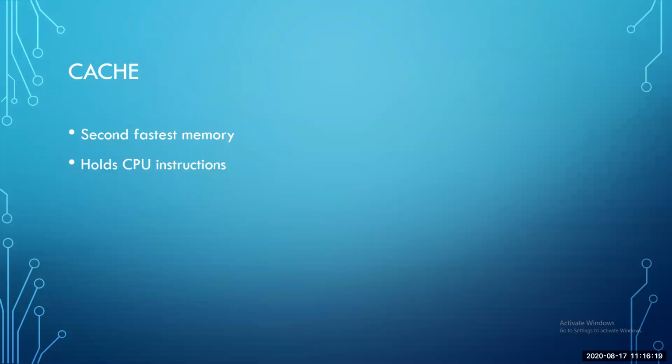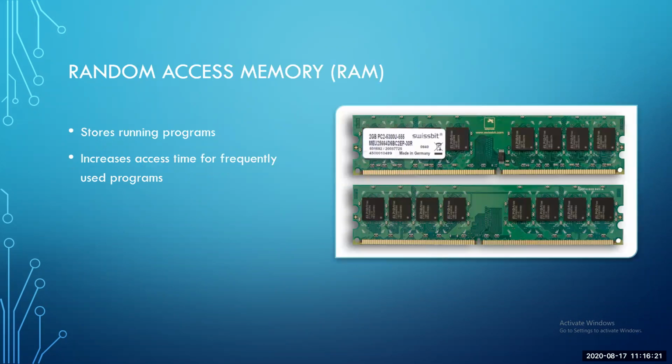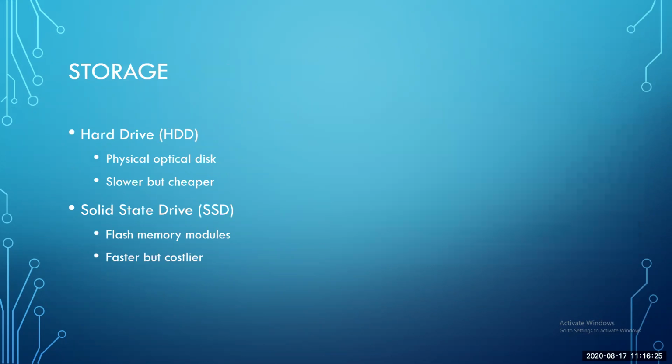I talked about cache, and random access memory as well. Then you have your storage, and nowadays we have two different technologies: a hard drive and a solid state drive. A hard drive is much slower because there is a physical disk, like a DVD, rotating within the drive, and you have to access data from that physical disk each time.